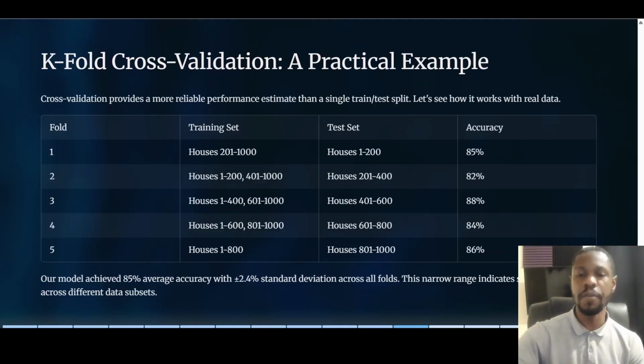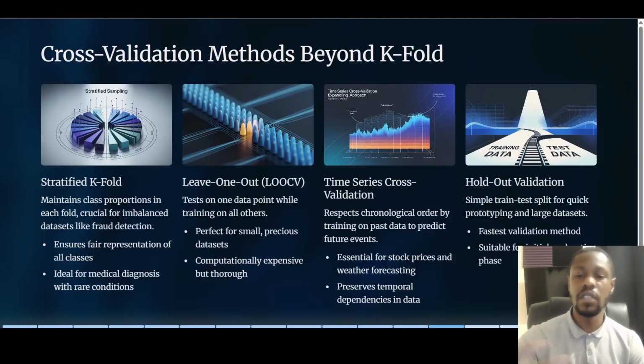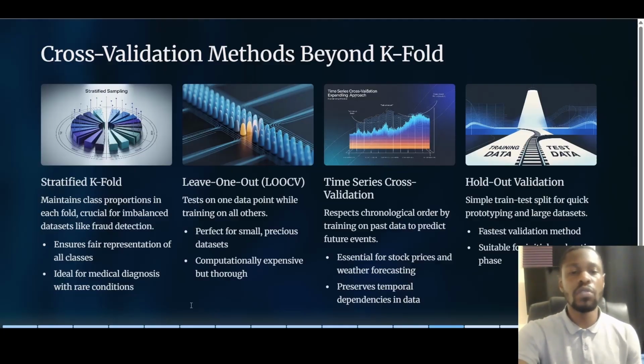Its performance wasn't stable. Okay, and so there's different cross-validation methods beyond k-fold, and we're just going to take a very brief look at the definitions of what each one is, but I recommend in your own time, depending on your level of interest, that you take a quick look at each of these methods in a little bit more detail. So first we have stratified k-fold. This maintains class proportions in each fold. It's crucial for imbalanced datasets like fraud detection. Ensures fair representation of all classes. It's ideal for medical diagnosis with rare conditions.